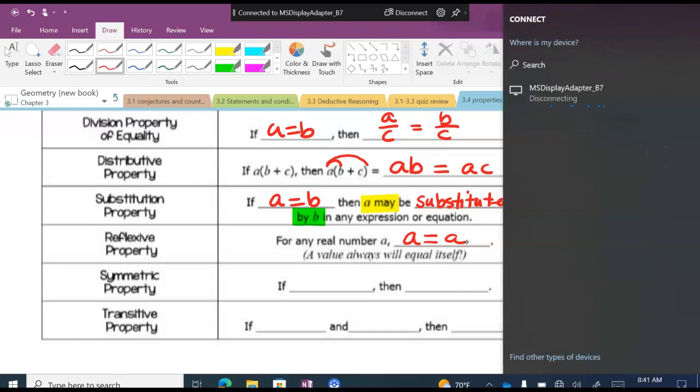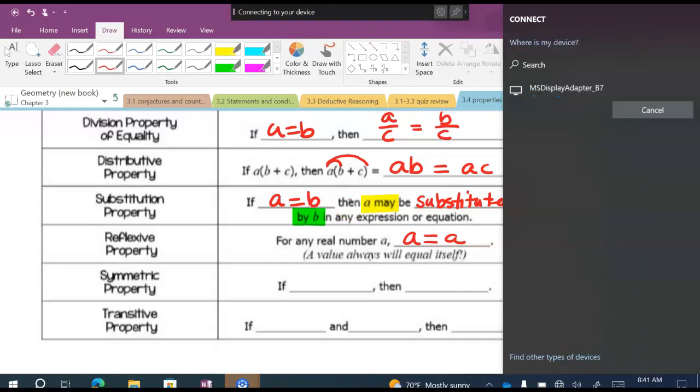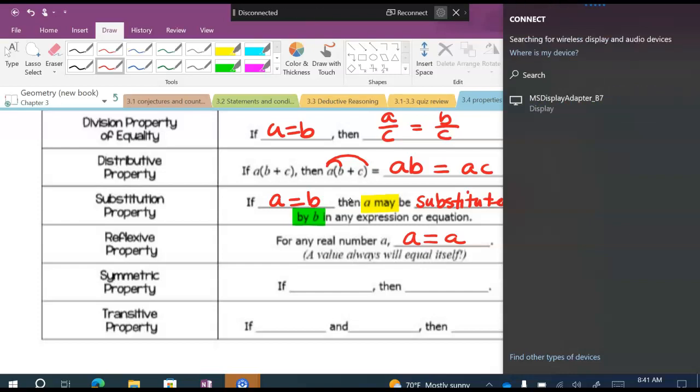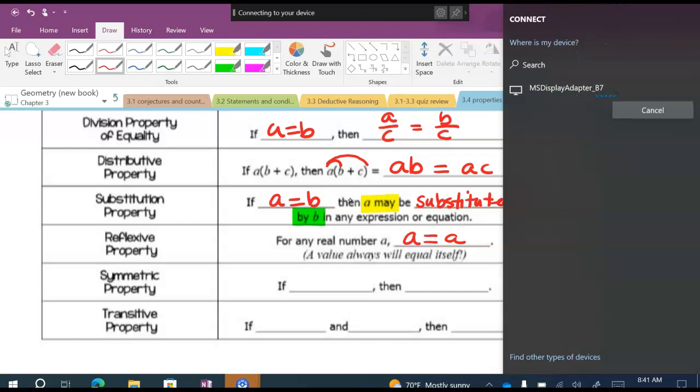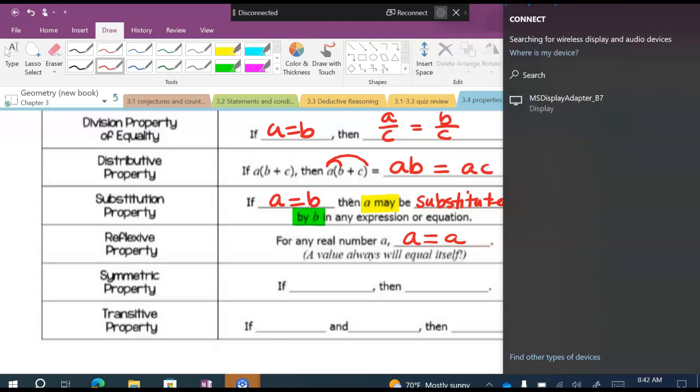Let me disconnect and try to reconnect. See if that helps. Nope. Let me try this again. Hold on.